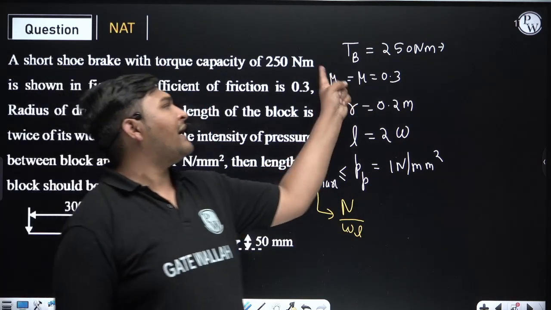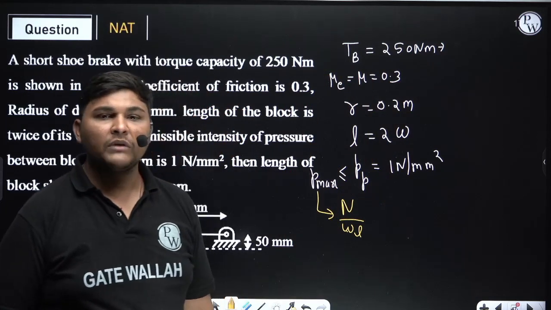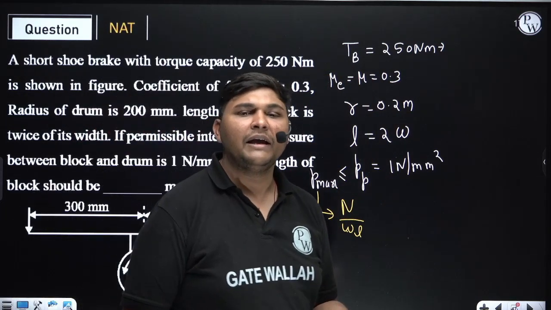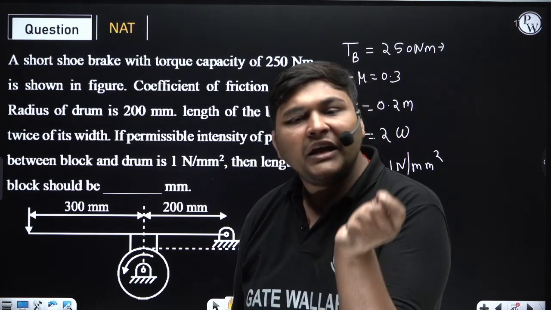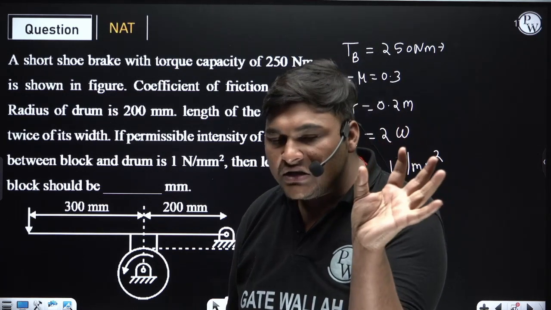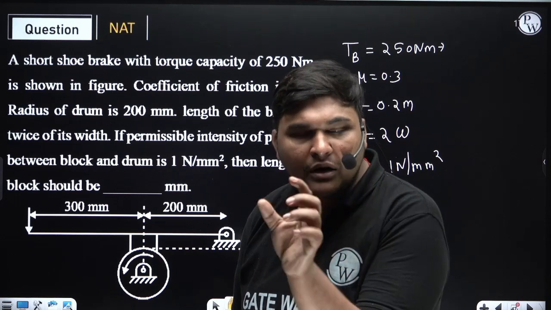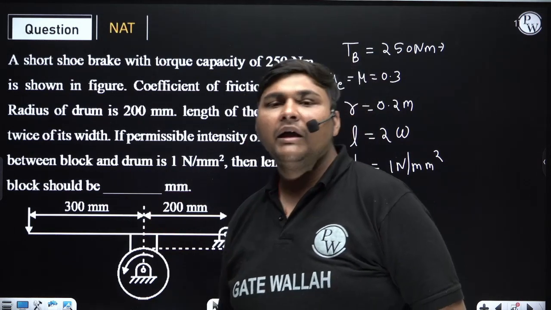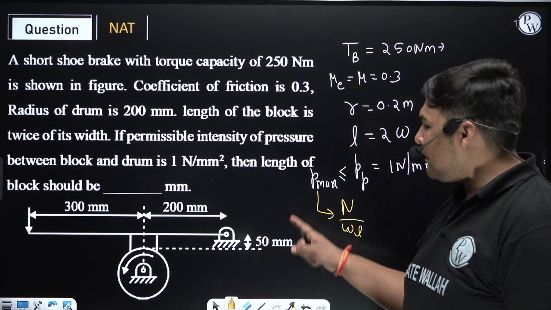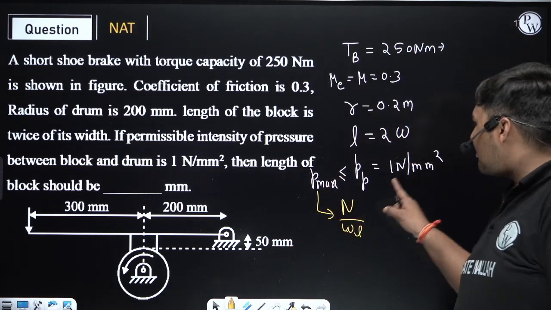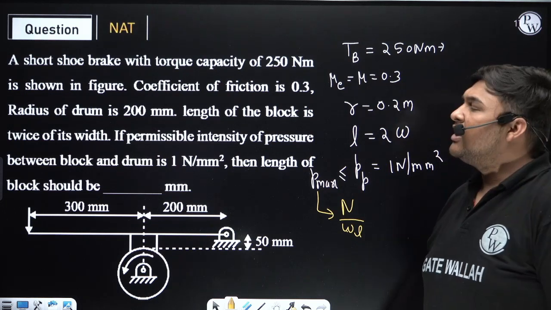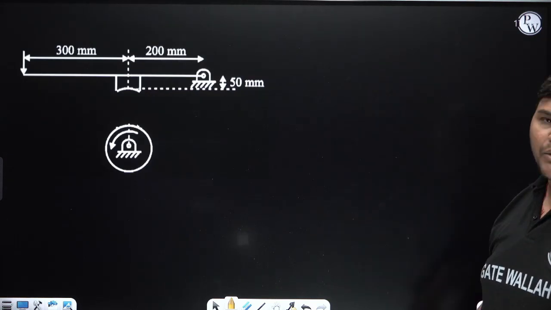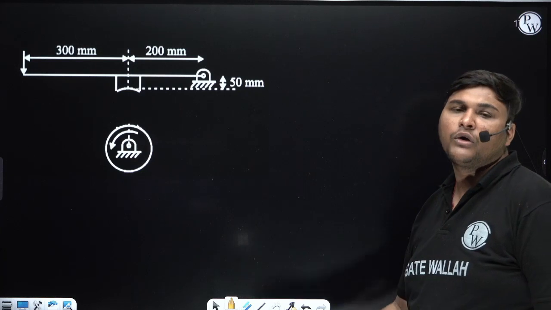N we can calculate by using the braking torque value, because braking torque is given in the question, and the formula to calculate braking torque is mu equivalent into N into radius of drum. Braking torque is given, mu equivalent is given, radius of drum is given, so we can find the value of N. After finding N, by equating this maximum pressure with 1, we can find L and W both. So to solve this question, we need not draw the FBD of drum and lever. If you want, you can draw, but we don't require it.